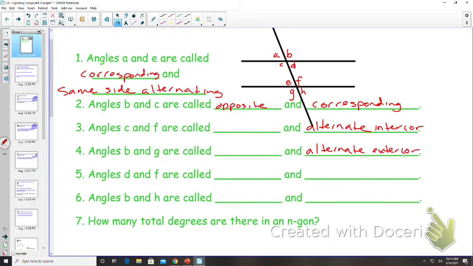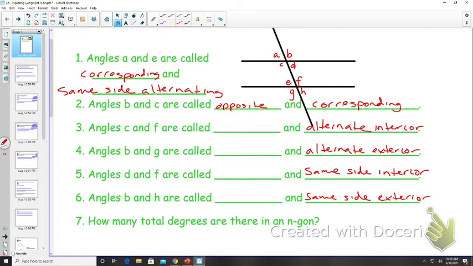Good. D and F. D and F. These guys right here. Interior corresponding angles. Oh no, interior same side angles. Yeah, same side interior. Okay, and last one, B and H. Same side exterior. Same side exterior. Okay, sure. Same side exterior, right? B and H? Yeah.